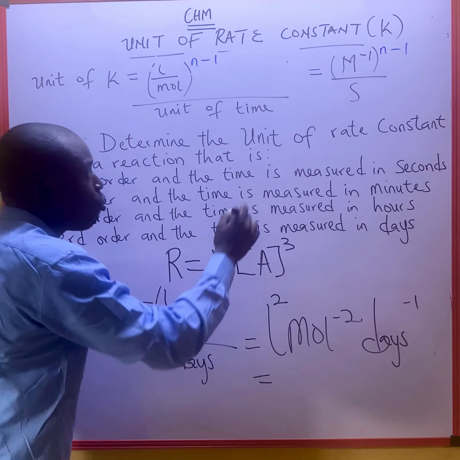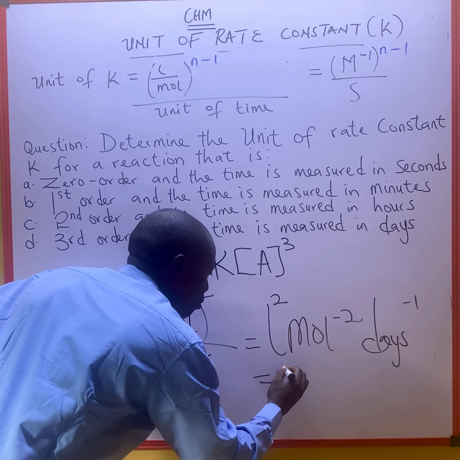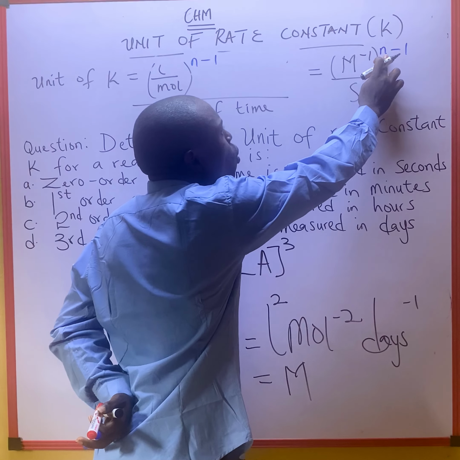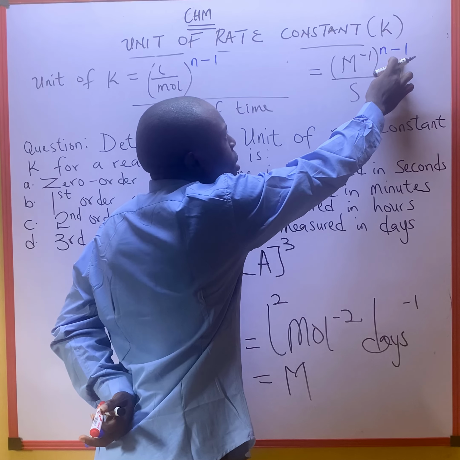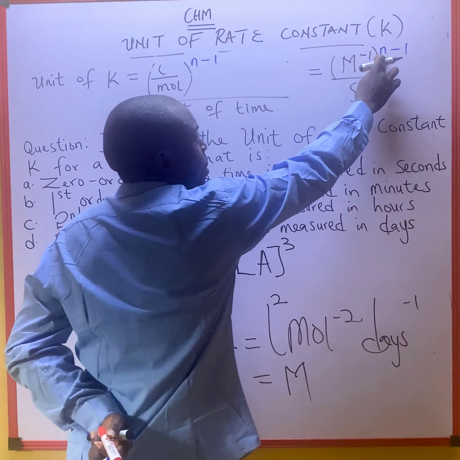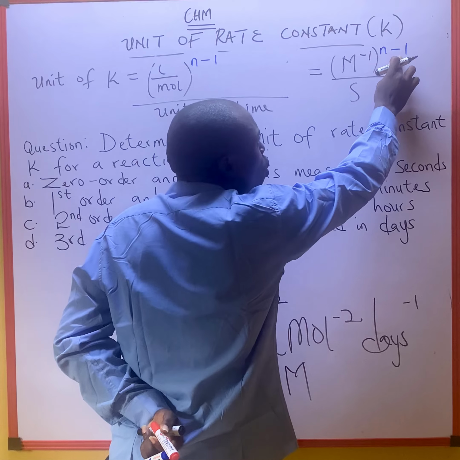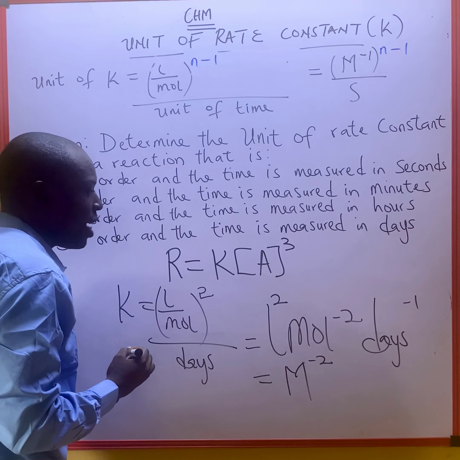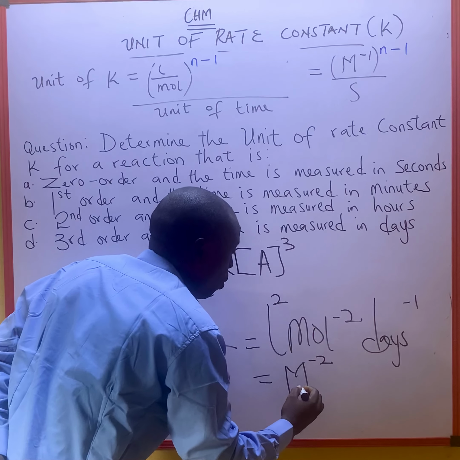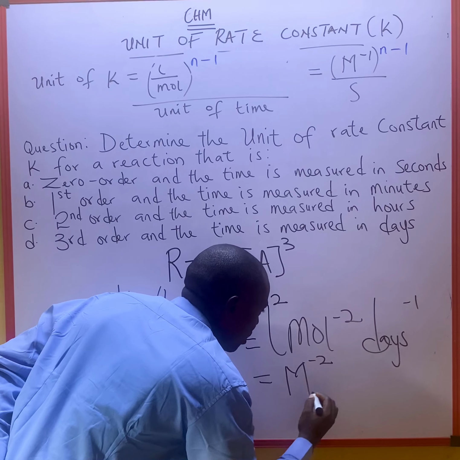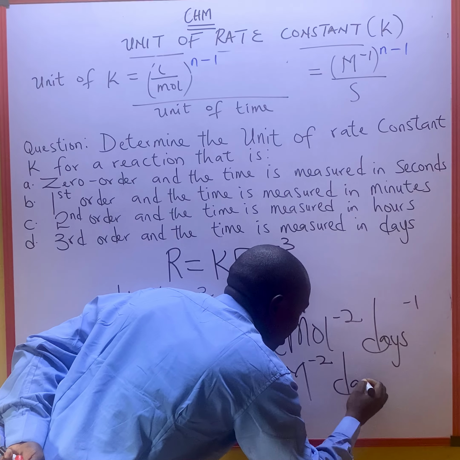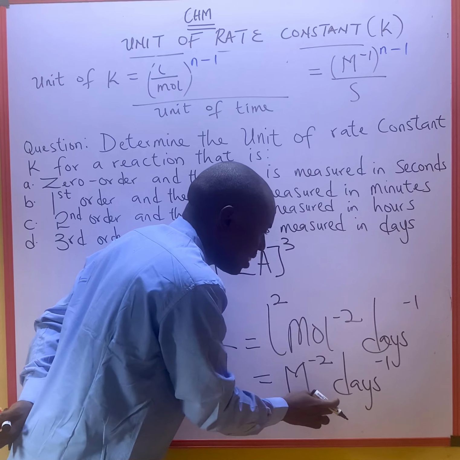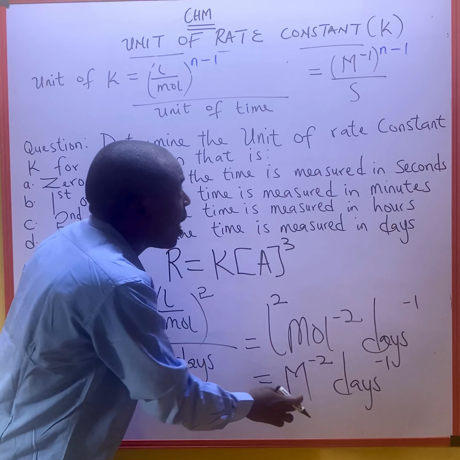Which can also be, if we make use of this one, molar concentration. Remember, here is minus 1, here is 2, since 3 minus 1 is 2. 2 times minus 1 will give me minus 2, over per day. So this is the final answer.